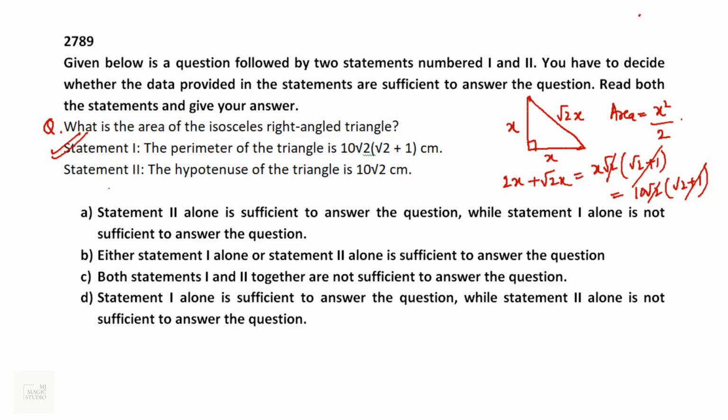Now let's go to statement 2. The hypotenuse of the triangle is 10 root 2. That means root 2x is equal to 10 root 2. That also gives x is equal to 10. From here also we can find the area. That means statement 2 alone is also sufficient to answer the question. Let's check the option. Option B says either statement 1 alone or statement 2 alone is sufficient to answer the question, and that seems to be correct. Option B fits in.